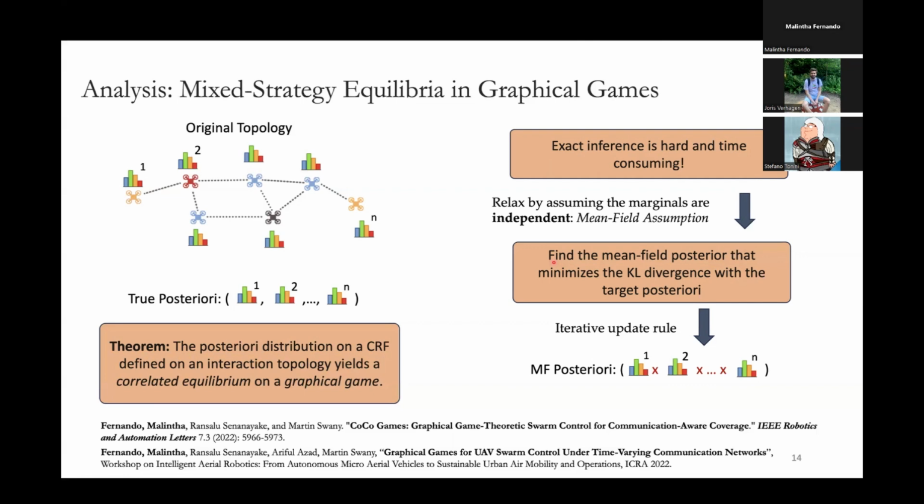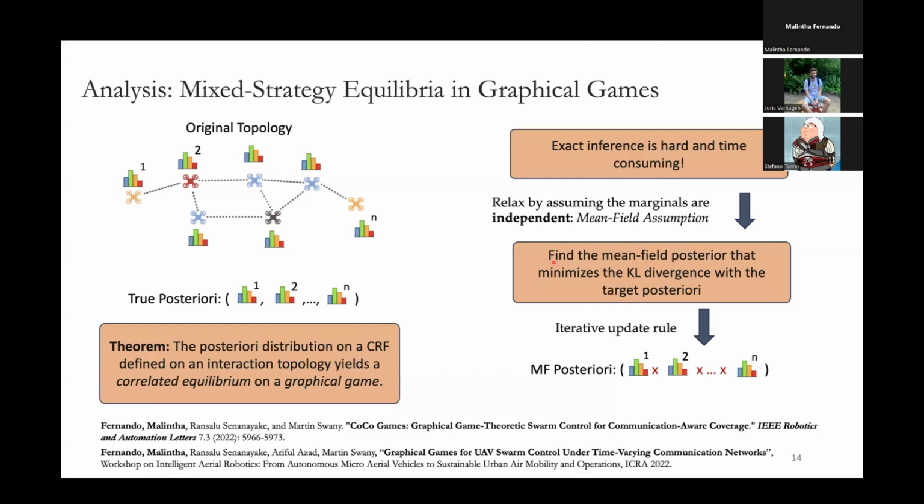Essentially, what we think is the joint posterior probability distribution is in fact the product of the marginal probability distributions. So we assume that the marginals are independent, but it's not a great assumption, because now we assume the robots can actually choose the actions independent of one another. But the good thing is it gives us an iterative update rule that is very fast.